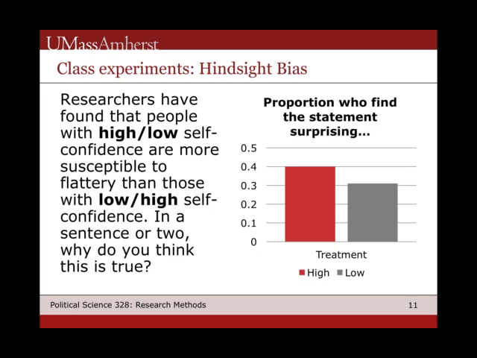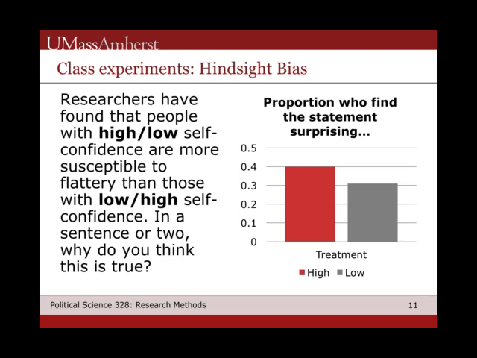So this again is a very interesting little treatment where people were given treatments. So the manipulation is that the subjects are basically told exactly the same thing. Researchers have found that people with high self-confidence are more susceptible to flattery than people with low self-confidence. Why do you think this is true? And then people write whether or not they found this statement surprising. And a lot of people end up finding that it's not that surprising once they have thought about it.